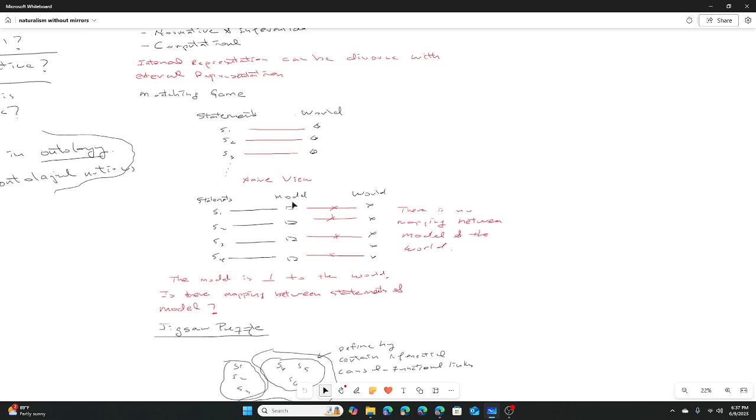The models are what make the statements true. For example, in this diagram, statements S1, S2, S3 are true based on a model. But a model can be divorced from the facts about the world. So the author says that the model and the world can be orthogonal to each other. That means there need be no link between the model and the world.